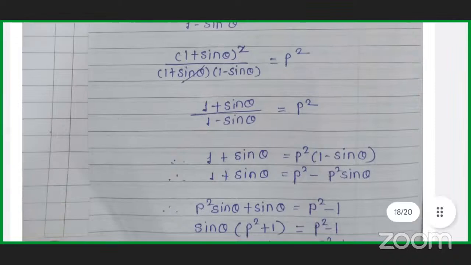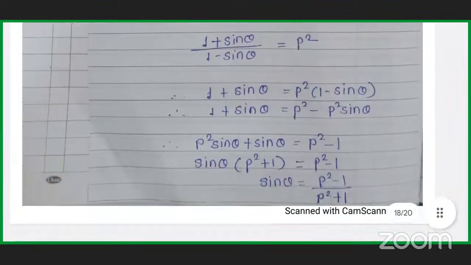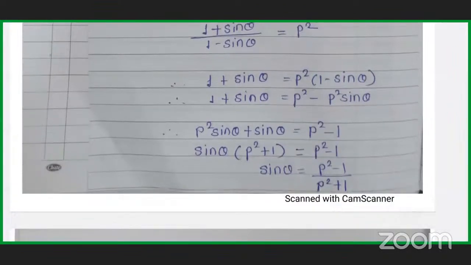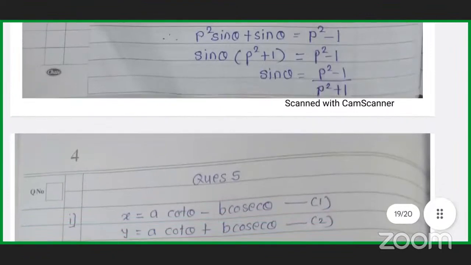So we have to take the common sin theta. So what will remain in the bracket? P square plus 1 is equal to P square minus 1. So we have to find out the value of sin theta, that is P square minus 1 upon P square plus 1. We have easily proved it.